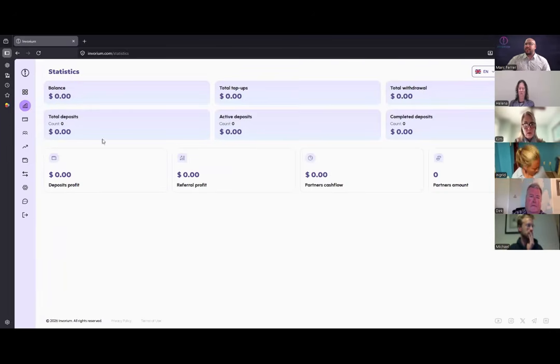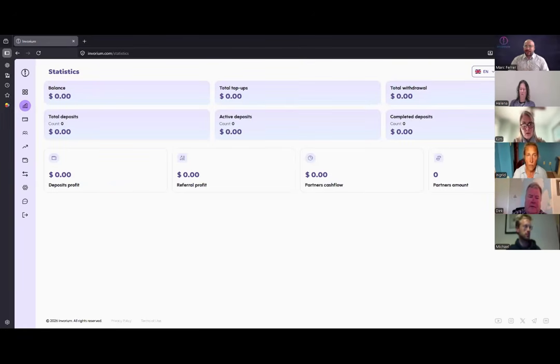Continue with the statistics section. This section is your personal bookkeeping. Here everything is in the palm of your hand. History of top-ups and withdrawals and the current state of the deposits. We have divided deposits and partner accruals so that you can clearly analyze the effectiveness of your strategies. Our goal here is the full accountability of every cent that is in the system.